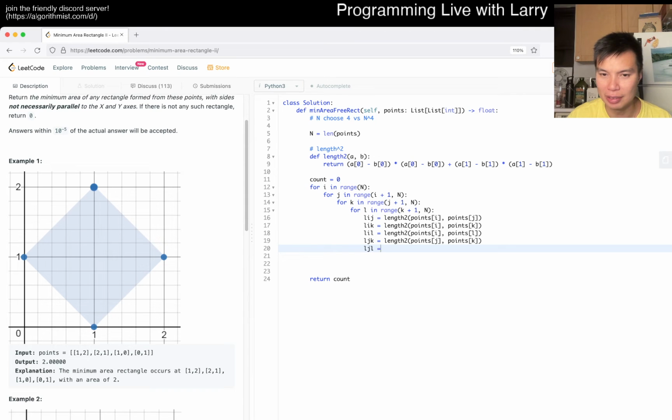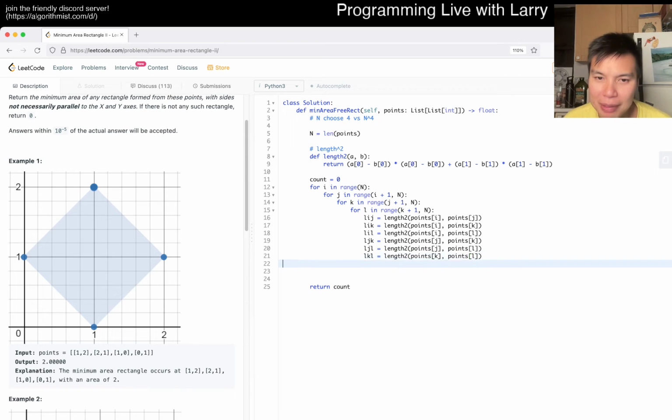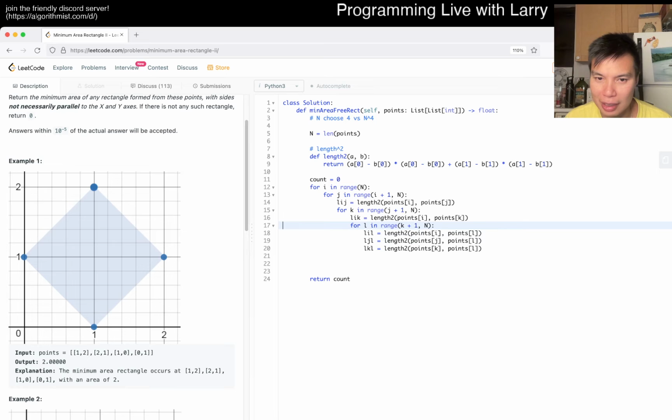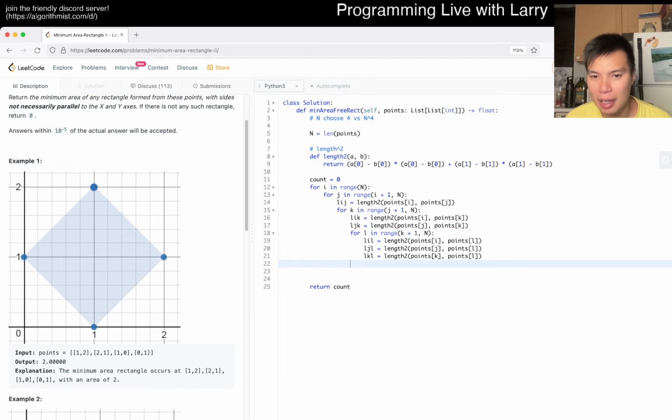Ljl is equal to, basically this is all 6 possibilities. Maybe I could have written this a little bit more cleverly, but nonetheless. And then Lkl is equal to length2 of points k, l. And of course, a minor thing to optimize here is putting this here so we don't do duplicate work. Lik we can put here, for example, and Ljk as well. And then the last one is just these things. And then here we go, okay, if Lij is equal to Lkl.